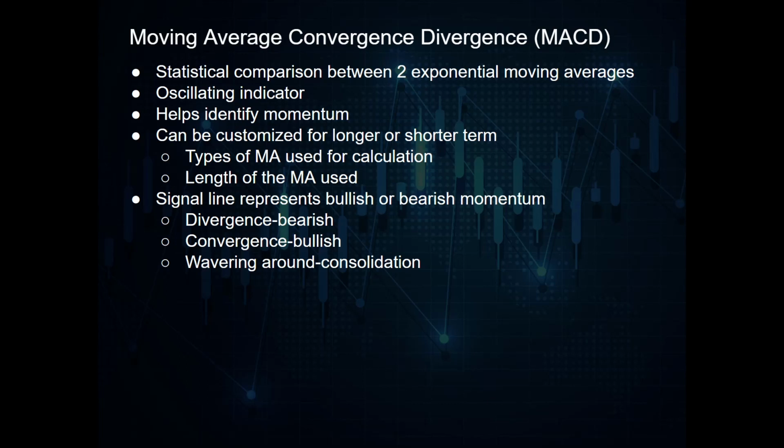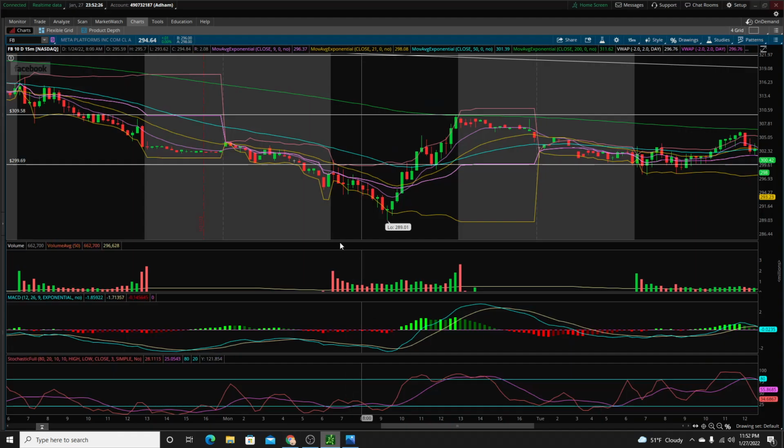We have three things to look out for, and that's the signal line, which represents bullish or bearish momentum. Anytime there's divergence, that would mean bearish, convergence, bullish, and wavering around that signal line basically means that it's a period of consolidation or sideways price movement. So let's look at some examples of MACD on Thinkorswim.